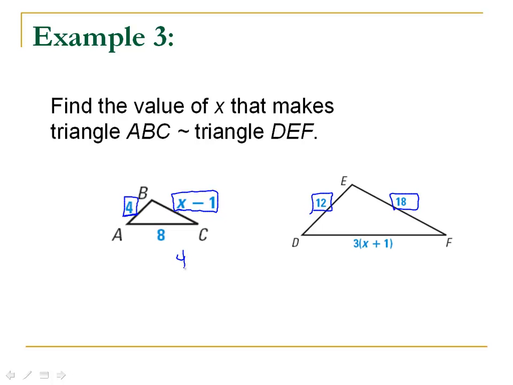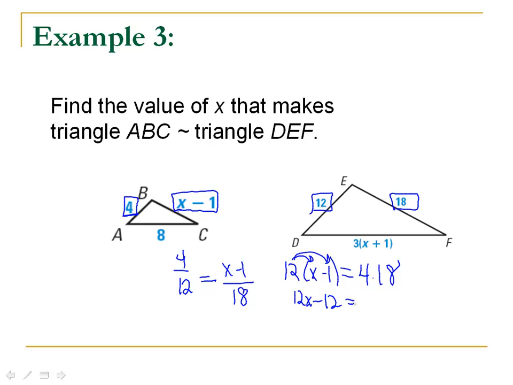I can say 4 over 12 equals x minus 1 over 18. There are other proportions that you could set up. I just set this one up to solve this. So let's use the cross products property. Got 12 times x minus 1 equals 4 times 18. So distributing here, I have 12x minus 12 equals 4 times 18, and 4 times 18 is 84.